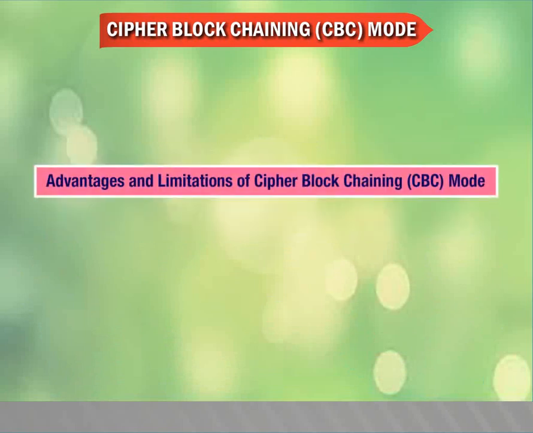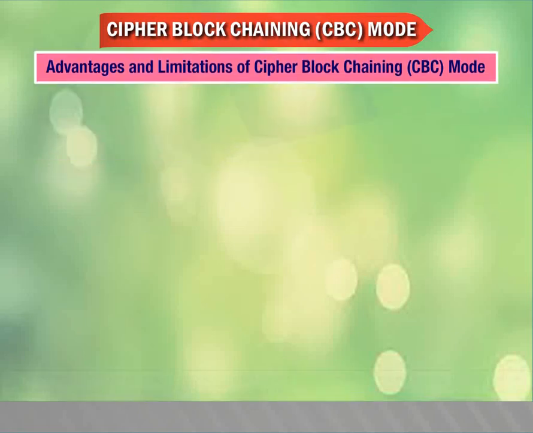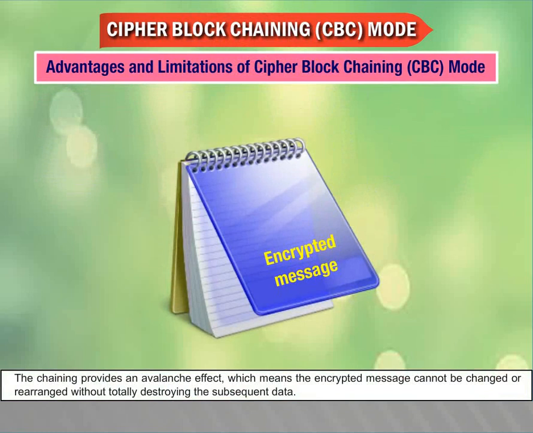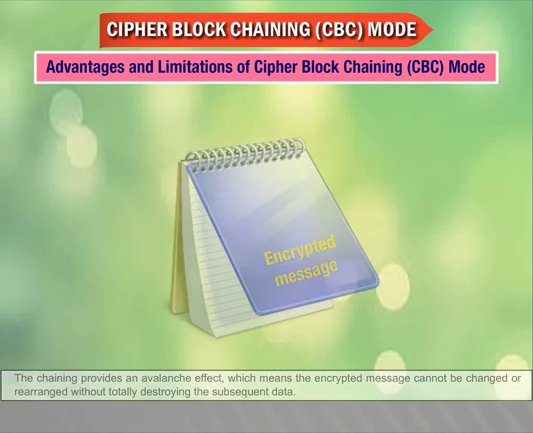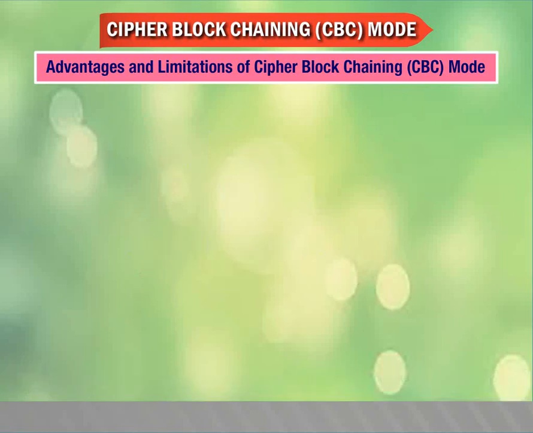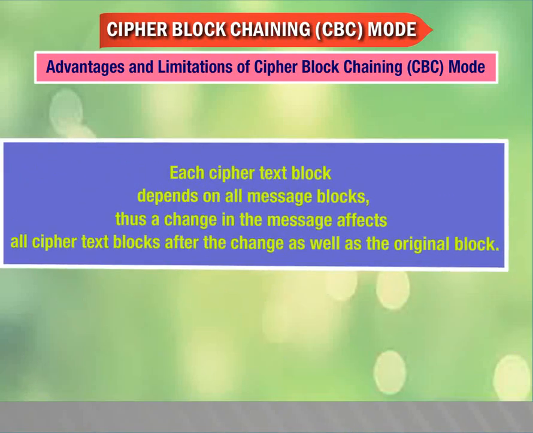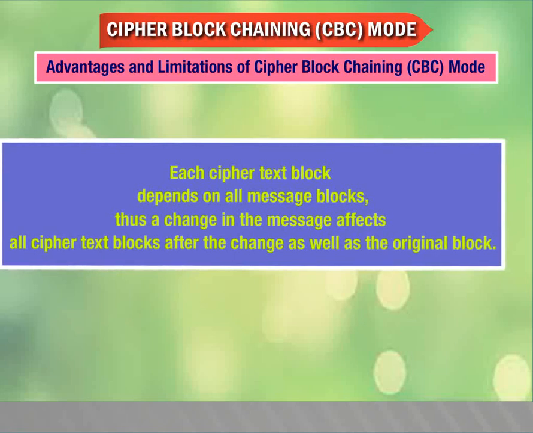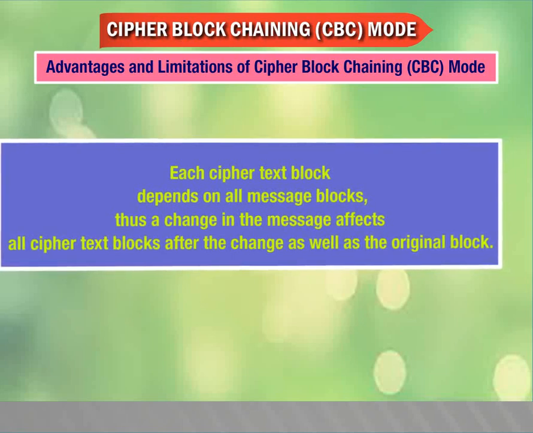Advantages and limitations of cipher block chaining, CBC mode. The chaining provides an avalanche effect, which means the encrypted message cannot be changed or rearranged without totally destroying the subsequent data. However, there is the issue of ensuring that the IV is either fixed or sent encrypted in ECB mode to stop attacks on the first block. Each ciphertext block depends on all message blocks. Thus, a change in the message affects all ciphertext blocks after the change as well as the original block.